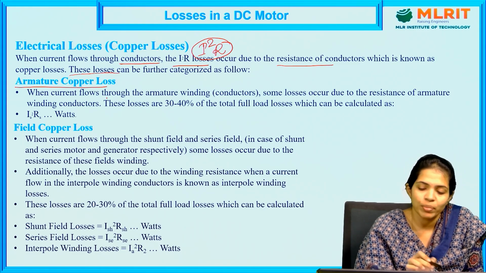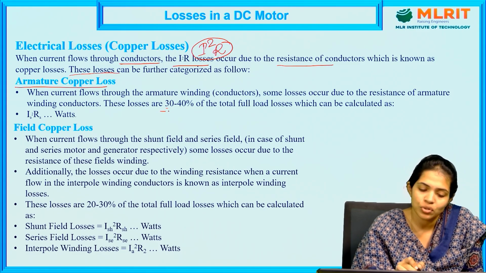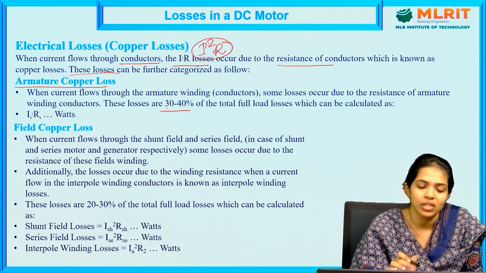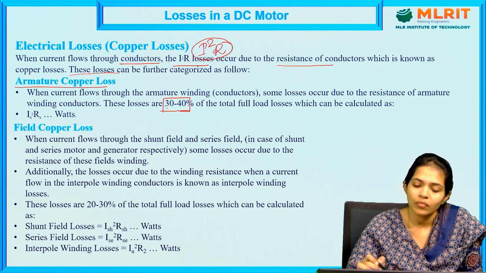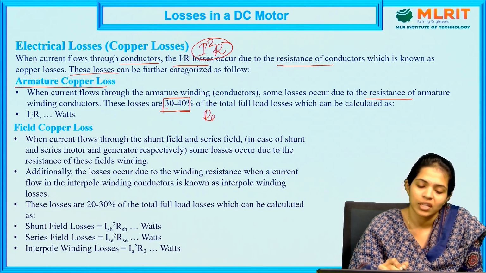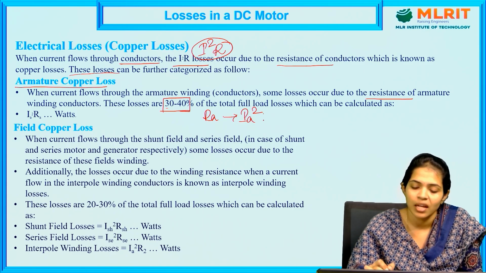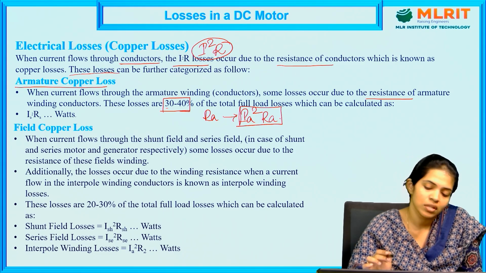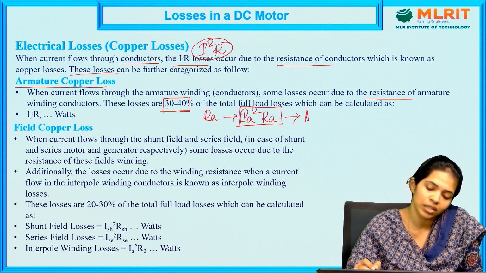Armature copper loss constitutes about 30 to 40% of the total full load losses of a DC machine. We know that it occurs across the armature resistance, that is, RA. So armature copper loss can be taken as the current flowing through the armature, IA, and the resistance of the armature, RA. So IA square RA is the armature copper loss which occurs in the armature of a DC motor.